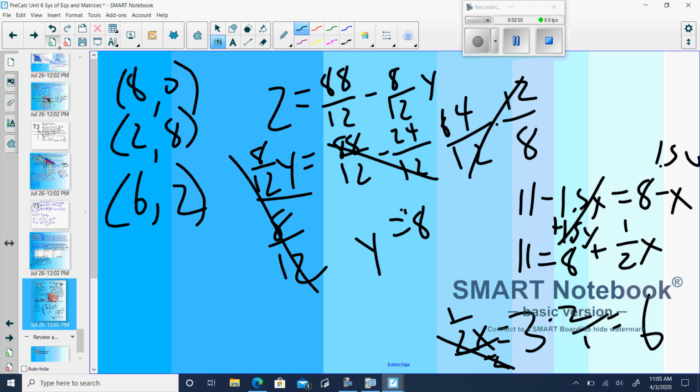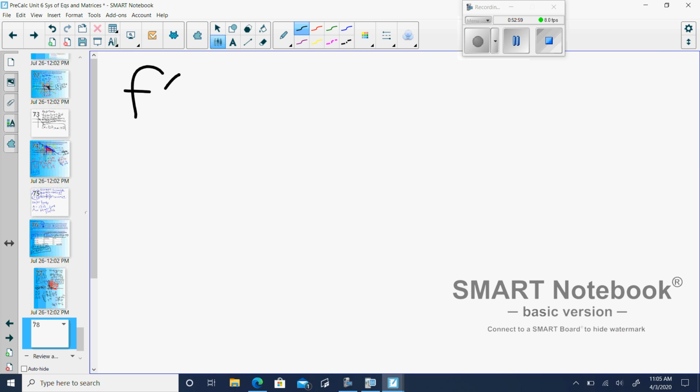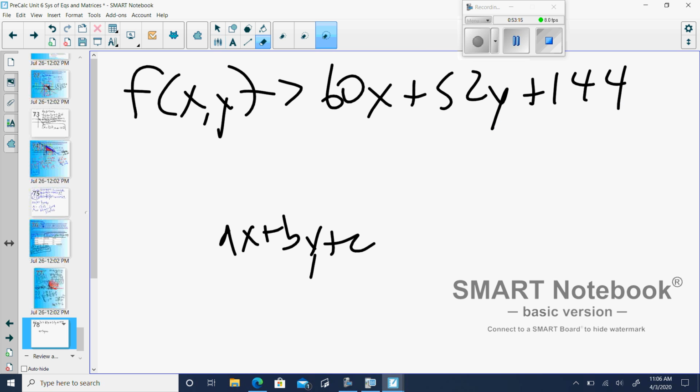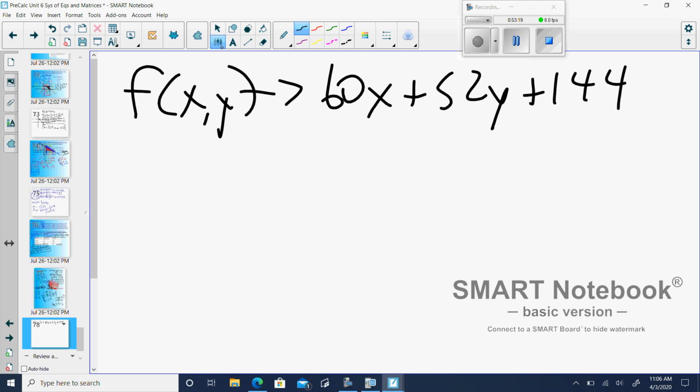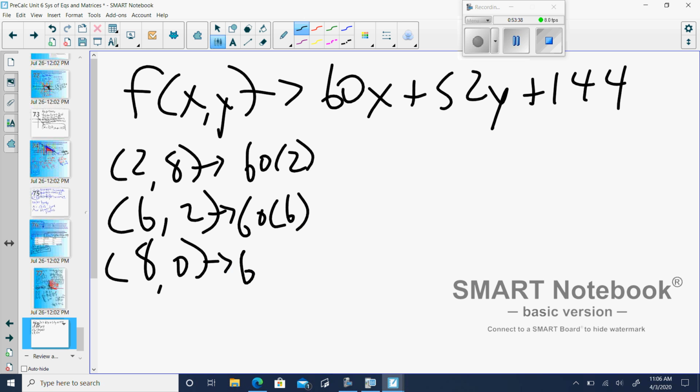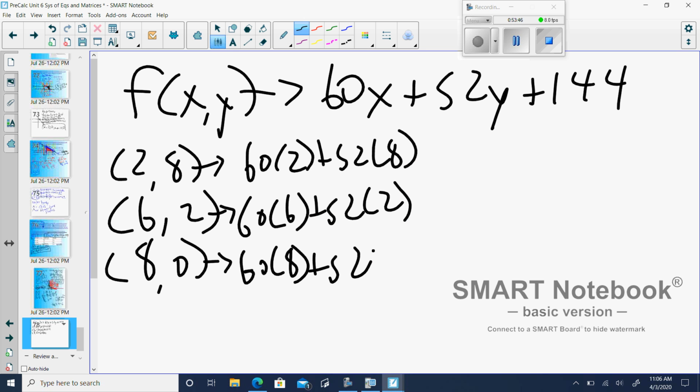Okay. So now we know what we're dealing with because our f of x, y, we've been waiting for this all class, right, to get to an ax plus by plus c. So now we actually have the ax plus by plus c because we had our 60x plus 52y plus 144. And now we have our 3 points. So we have our 2, 8, our 6, 2, our 8, 0. All right, so we put that in. So we have 60 times 2, 60 times 6, 60 times 8, plus 52 times 8, plus 52 times 2, plus 52 times 0, plus 144.